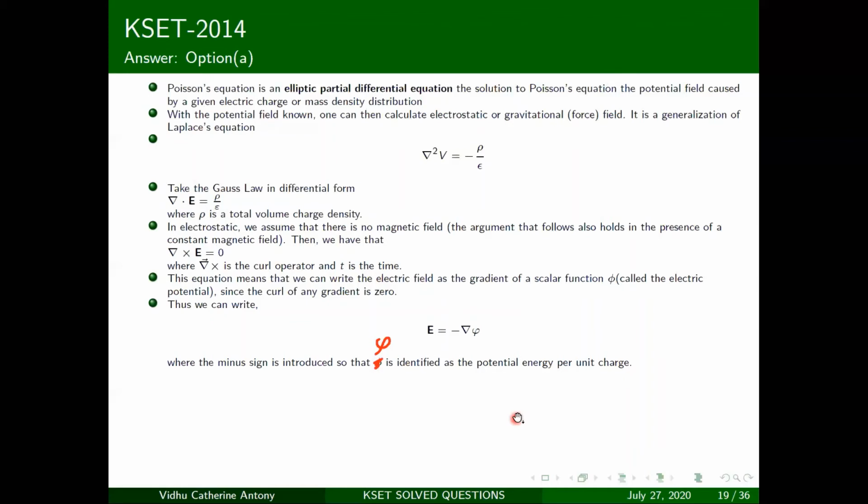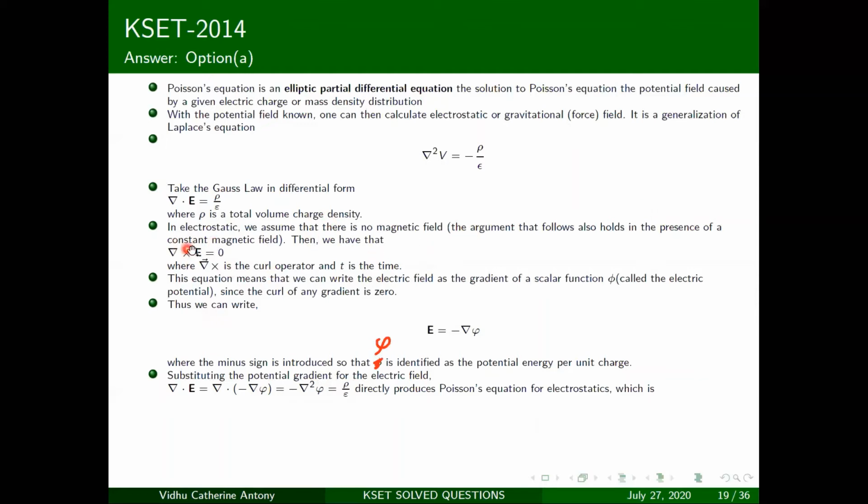And then you substitute this value into the divergence that you have there. So you have del dot E, del dot minus grad phi of this is equal to del squared phi is equal to rho divided by epsilon naught. So you take this equation that you have, and because you do not have a magnetic field, we're looking at just electrostatics.